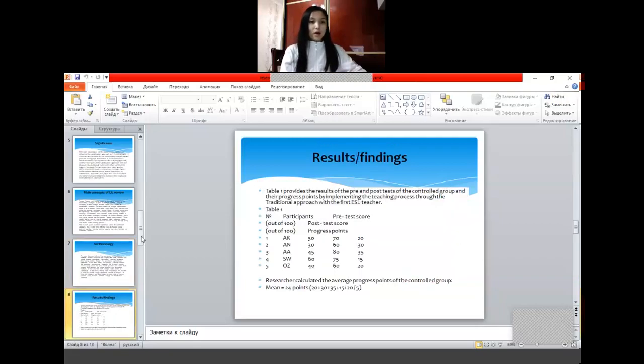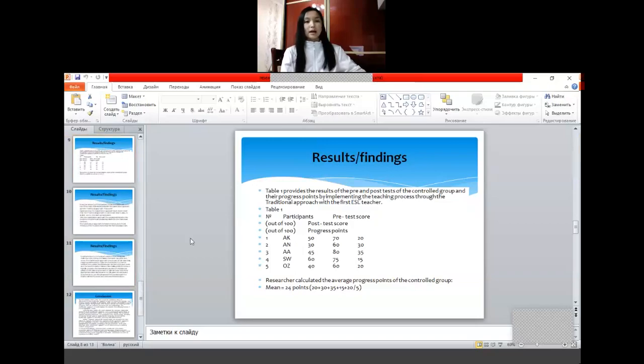So, and now finally, let's talk about the results and findings. My research was experimental, so I divided my students into two groups, a control group and an experimental group. From both of them, I took pre-tests and post-tests. The ESL teachers taught them, for example, past perfect. One group was taught with the gamification approach. For the second group, they used the traditional approach.